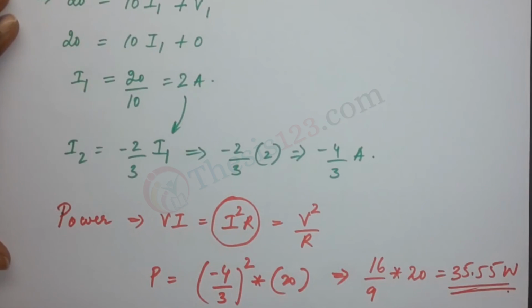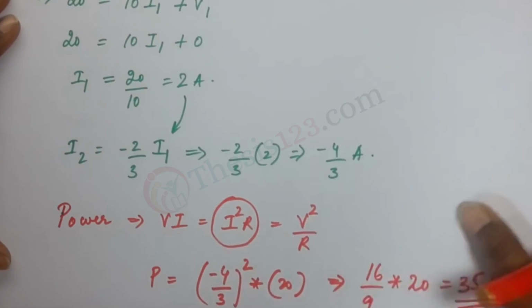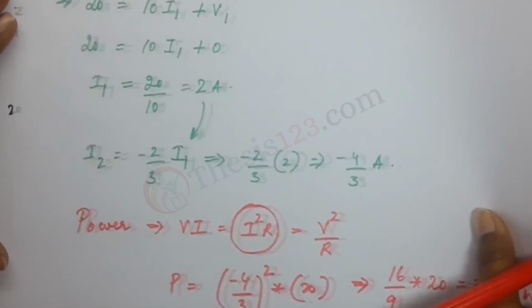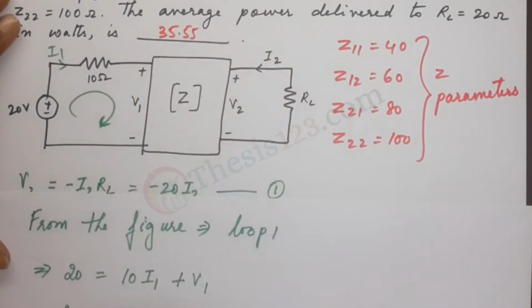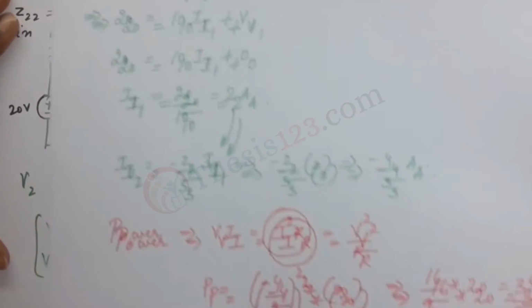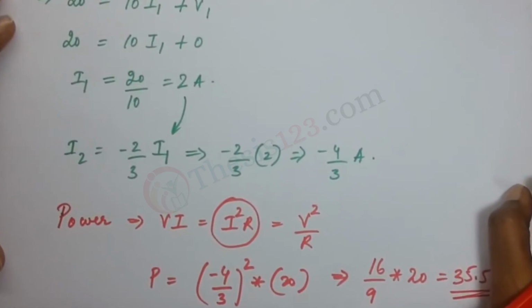The power delivered to the load resistance is 35.55 watts. So this is the entire solution, and I hope it has helped.